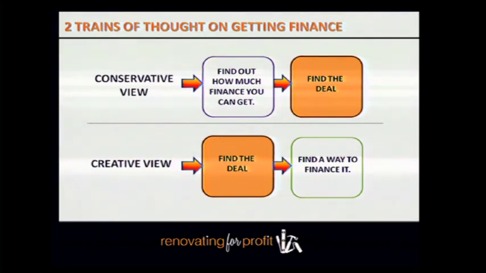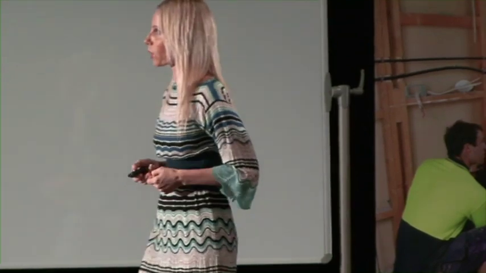All right. For me, in my early years, I certainly did the conservative view. At the end of my very first year, as I became a lot more experienced, I started flicking across to the creative view, where I found the deals and worked out ways to fund them. This one's a classic example. This was a property that I bought, 3 Alexander Street, at the end of my very first year. It was a $2.5 million house in Balmain.